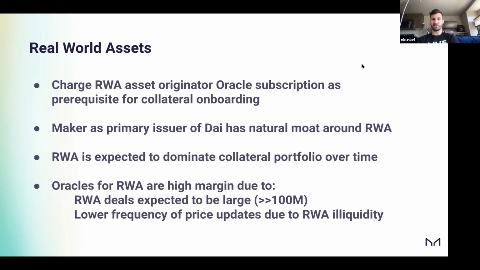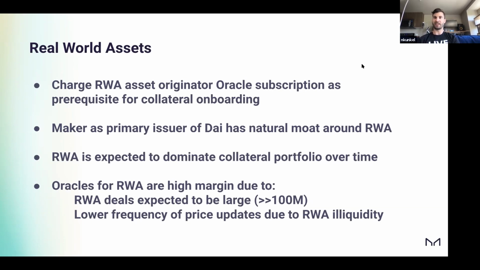And because they're large, and because we have this model of pay to play, I believe that the margins for real world asset based oracles can be quite healthy as well. We can basically take a big bite out of that. Now, how we end up pricing is still a question that's up for debate.